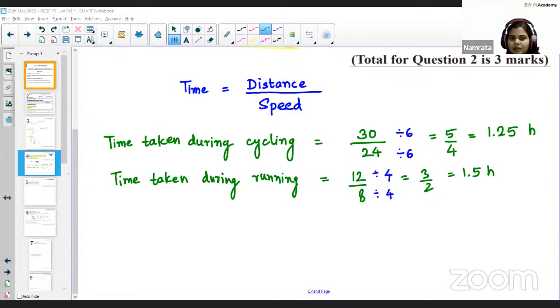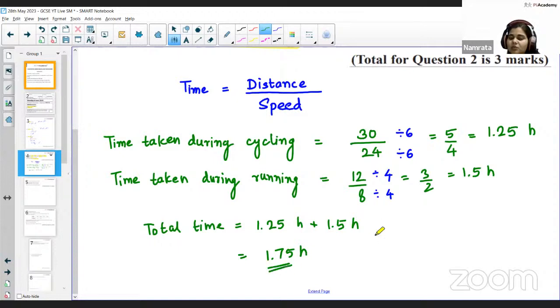Great. Thanks a lot, Santu, for confirming. So the total time taken will be how much? We need to add up. So the total time will be 1.25 plus 1.5 hours. That is how much? 1.75 hours. Now this is in terms of decimals.